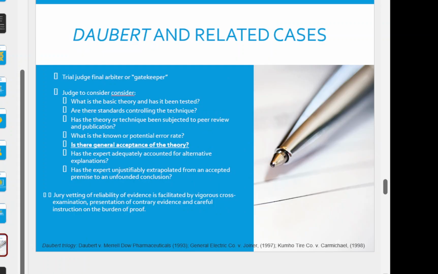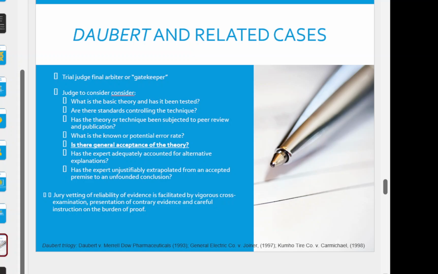The Daubert case created many ripples in how these cases were examined. Like we just talked about, the trial judge is the final arbiter, or the gatekeeper, and the judge has to consider some questions such as, what is the basic theory and has it been tested? Are there standards for controlling this technique? Has the theory or technique been subjected to peer review and publication? What is the known or potential error rate?